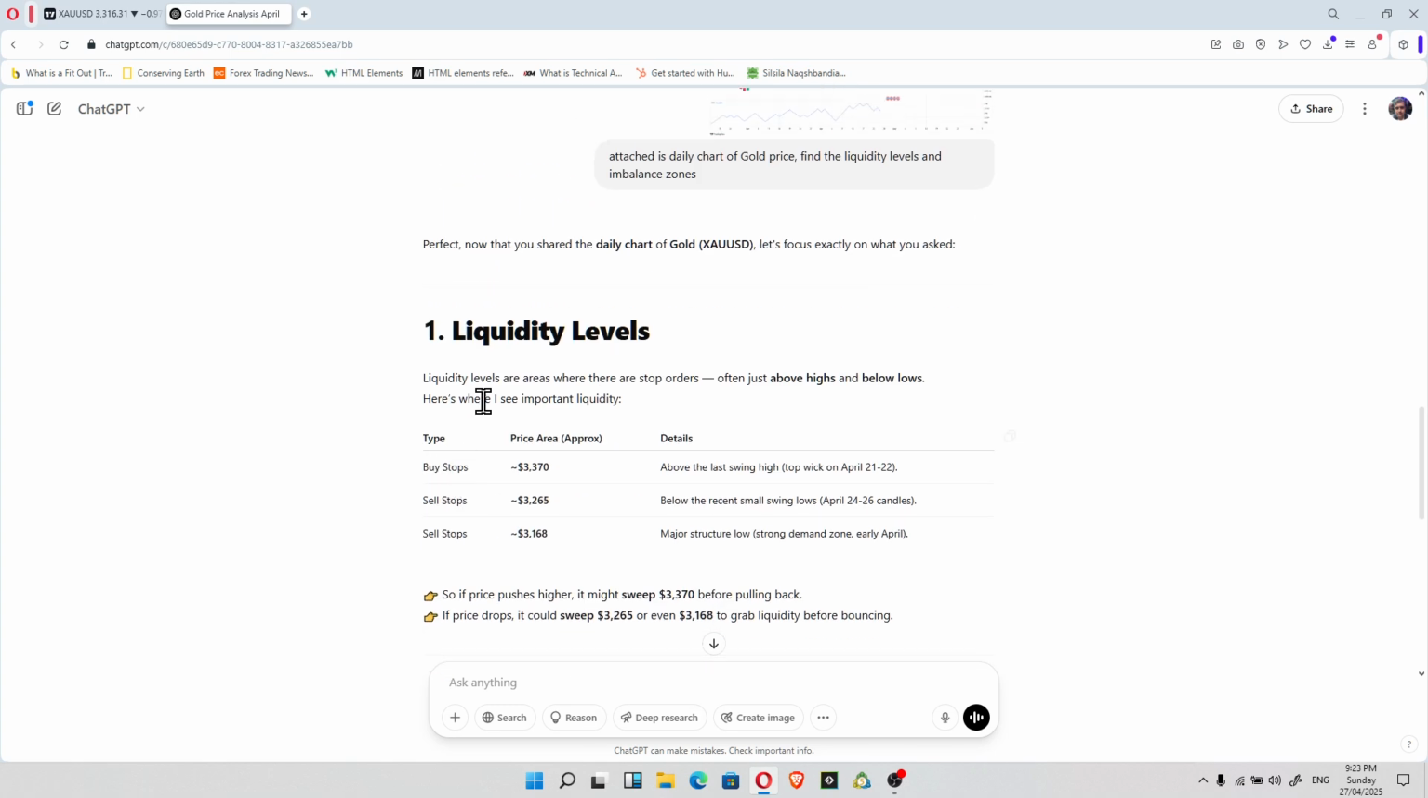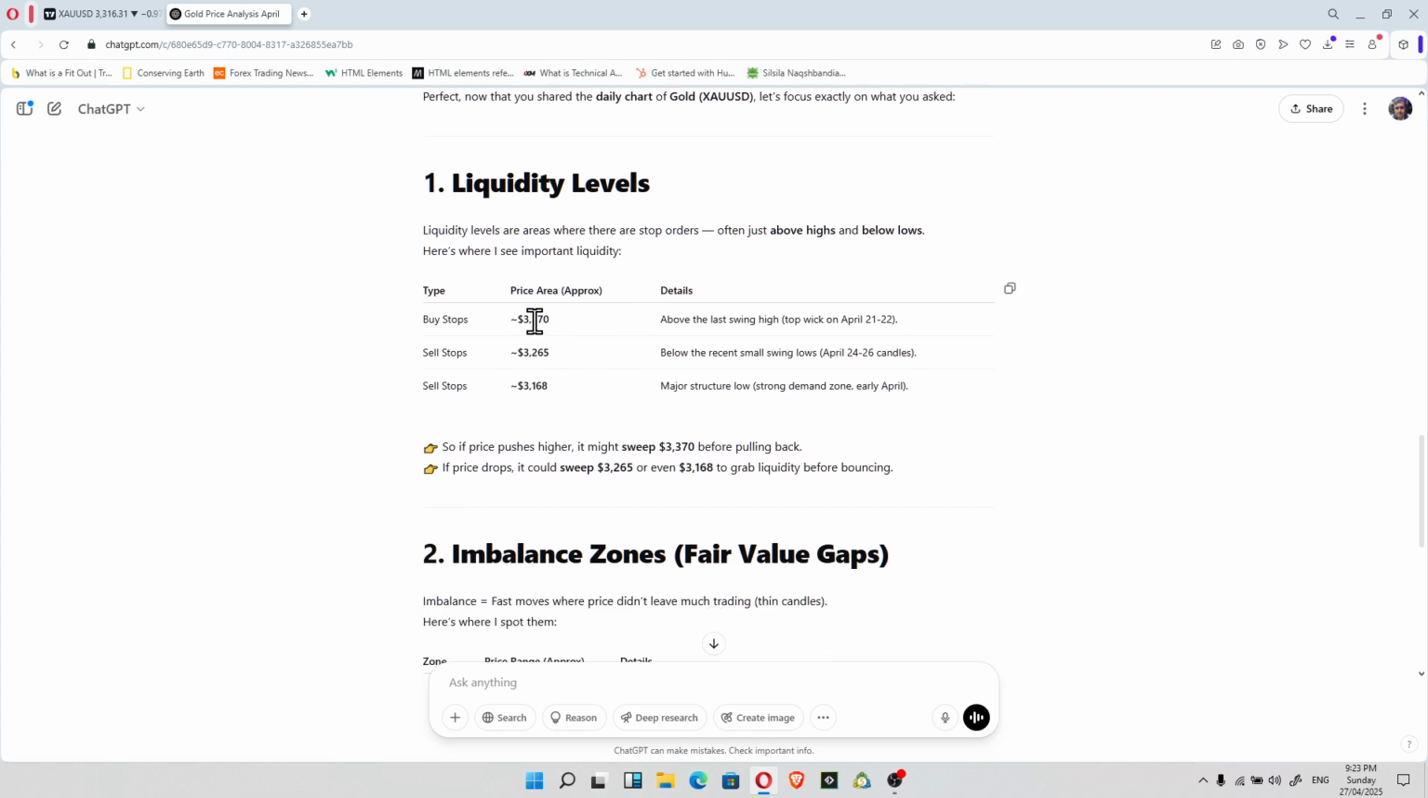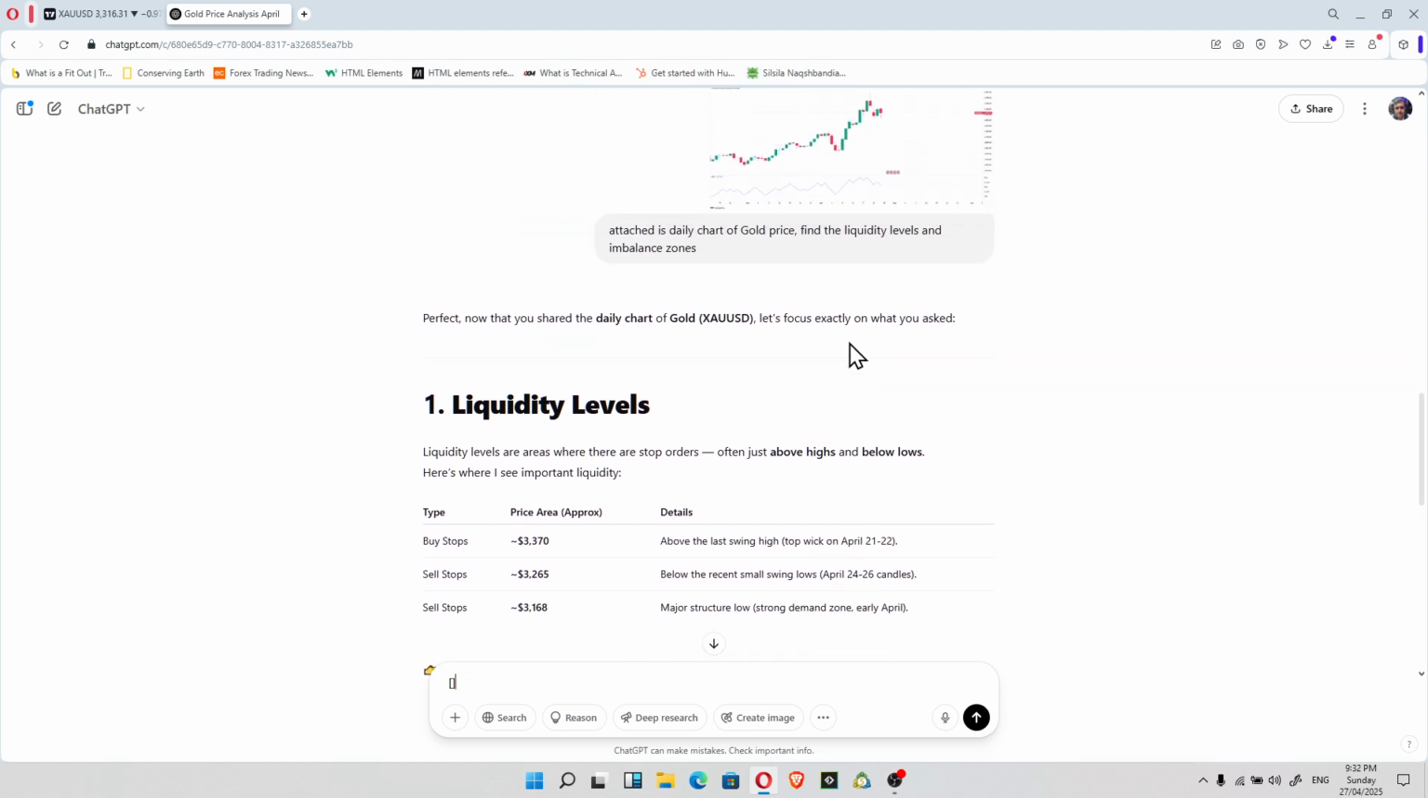Now let's see. It has given us the liquidity levels. The first buy stops are at 3370. Then we have sell stops at 3265. And then we have sell stops at 3168. ChatGPT has made your life very easy.